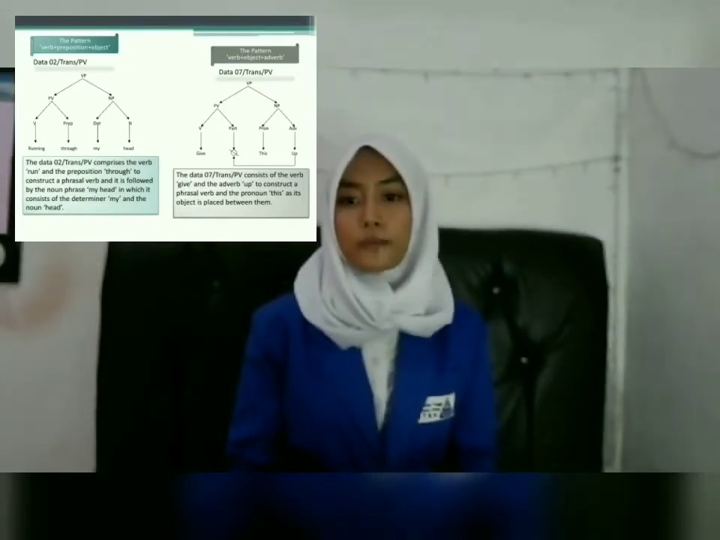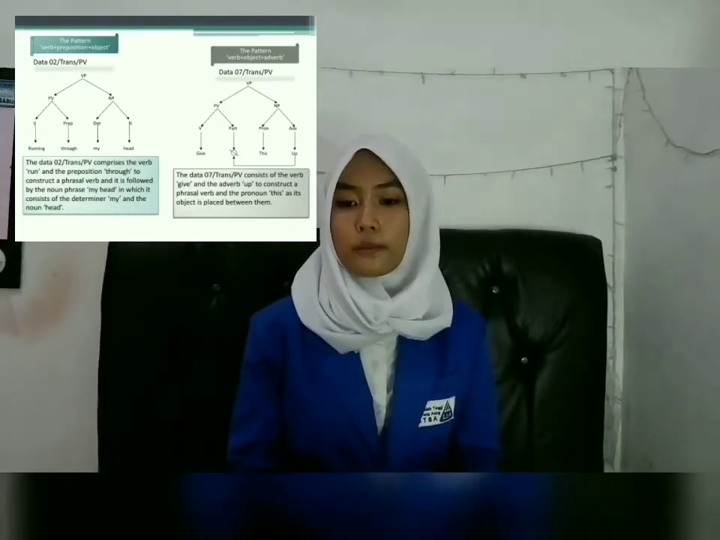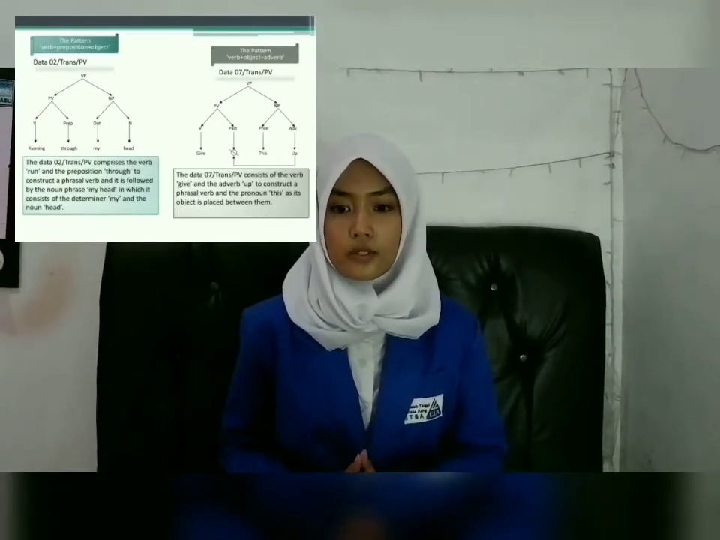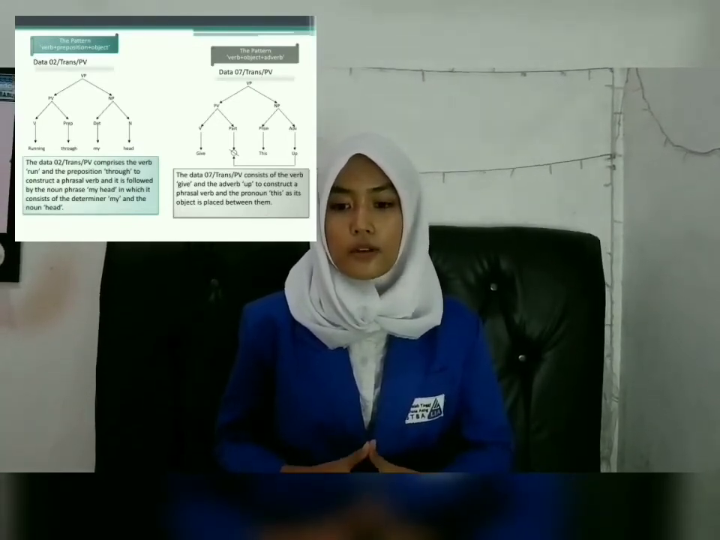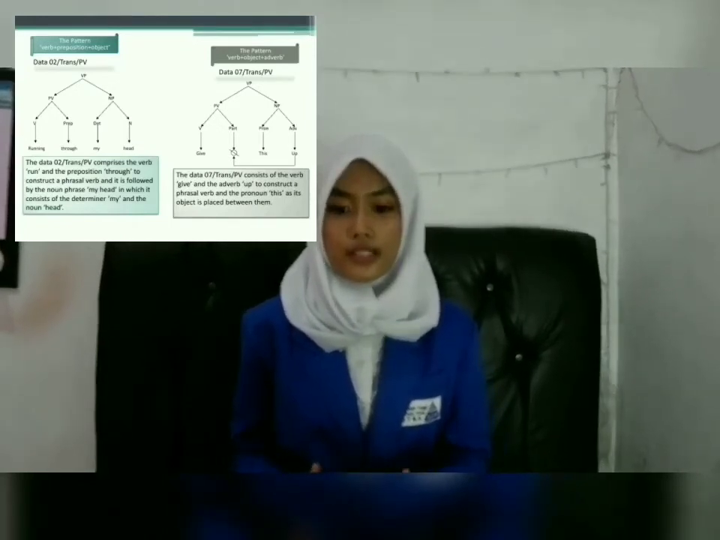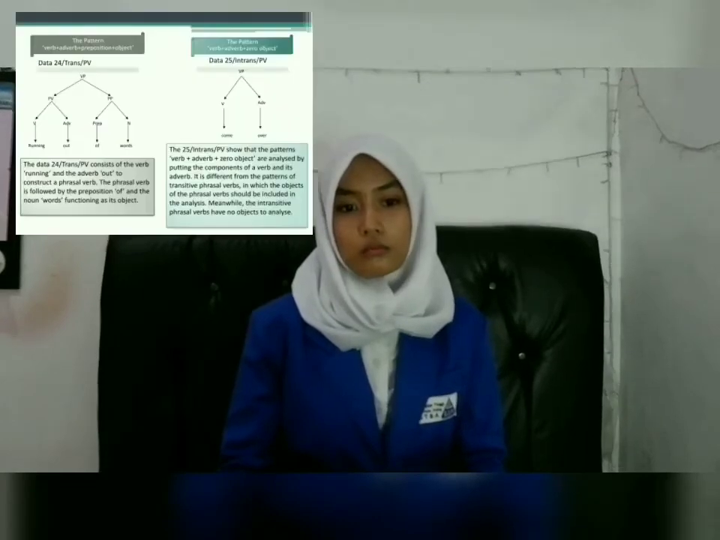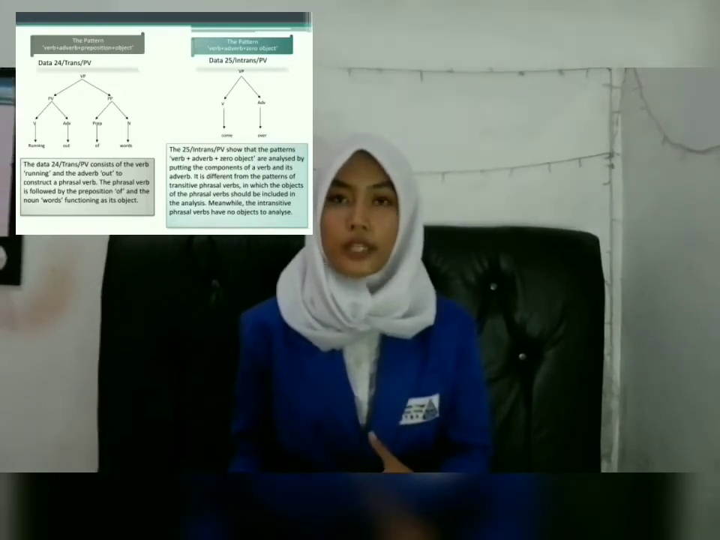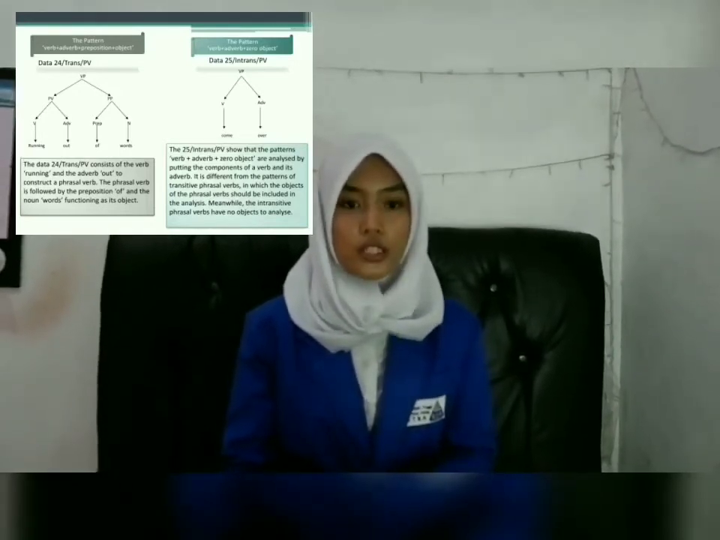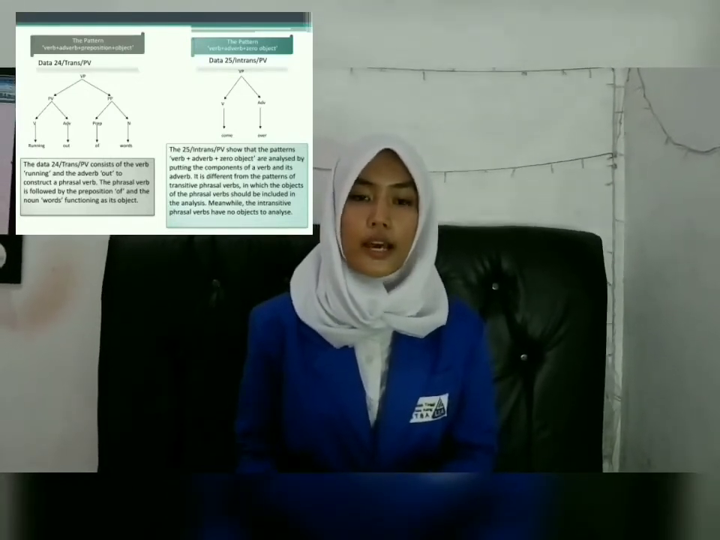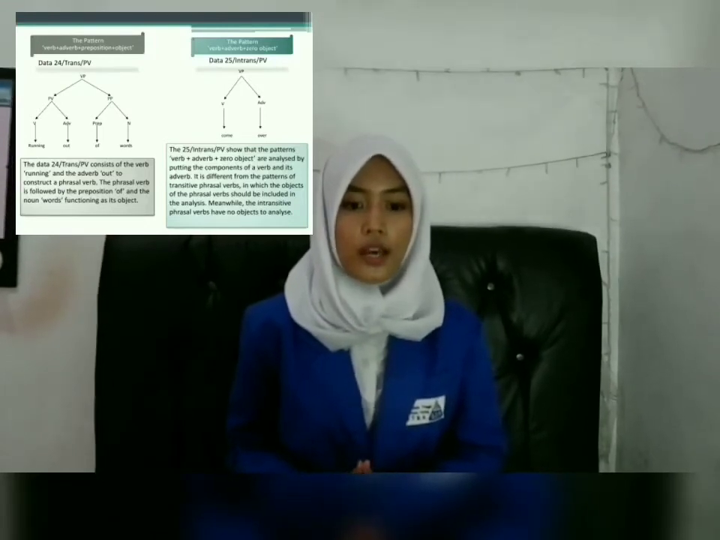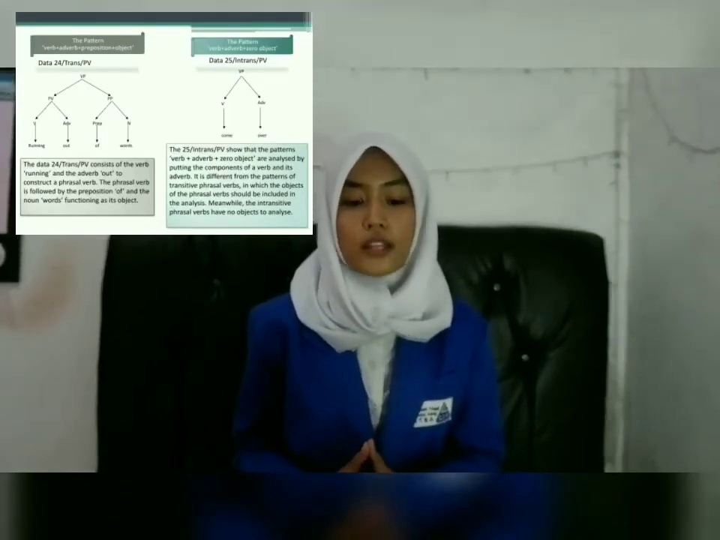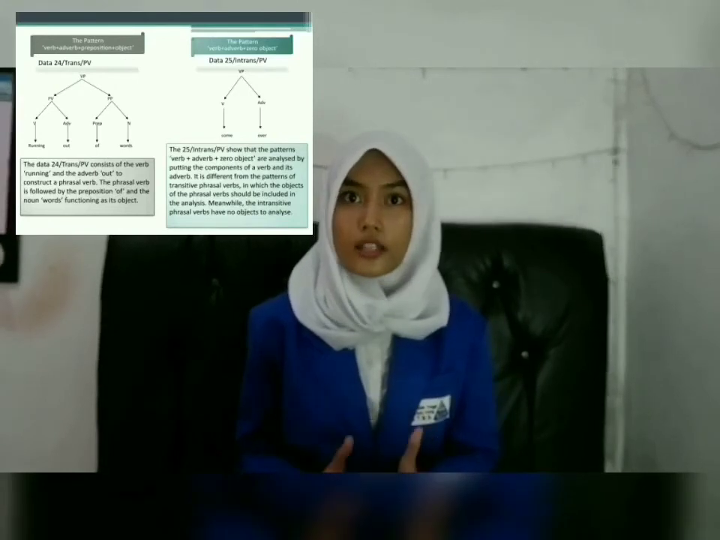And for the pattern verb followed by an object and then adverb, I got from the data 7 a transitive phrasal verb. It consists of the verb give and the adverb up, and the pronoun this as its object is placed between them. And for the pattern verb plus adverb and preposition and then object, I got from the data 24 a transitive phrasal verb. It consists of the verb running and the adverb out, and it is followed by the preposition of and the noun words functioning as its object.